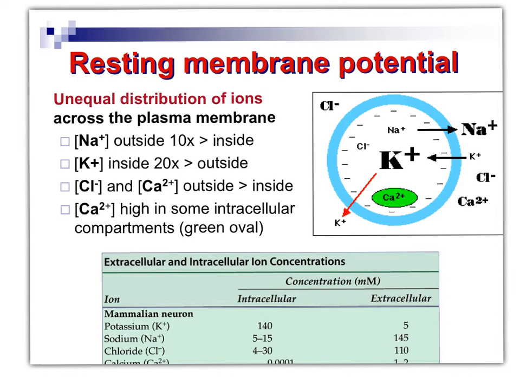This will give you an idea of the relative contributions of different ions to the resting membrane potential. So we have an unequal distribution of ions across the plasma membrane. We have large quantities of sodium outside the plasma membrane. In fact, we have 10 times the concentration of sodium outside the plasma membrane than we do inside.